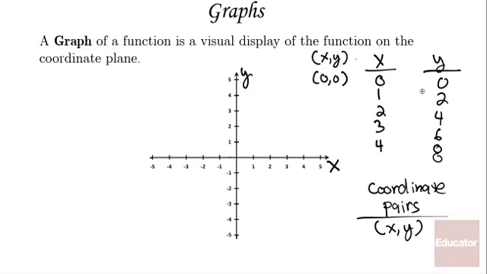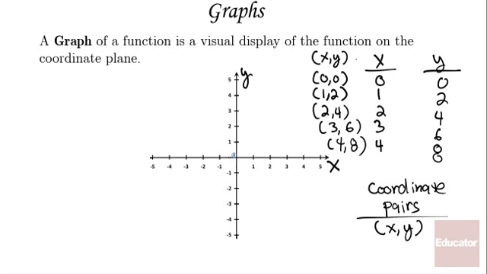So in my coordinate pairs, they're always going to be in the order X, Y. For my second set of coordinate pairs, I'm going to have 1 and 2. My third set, 2 and 4. My fourth is 3 and 6, and finally 4 and 8. And I can graph these points.